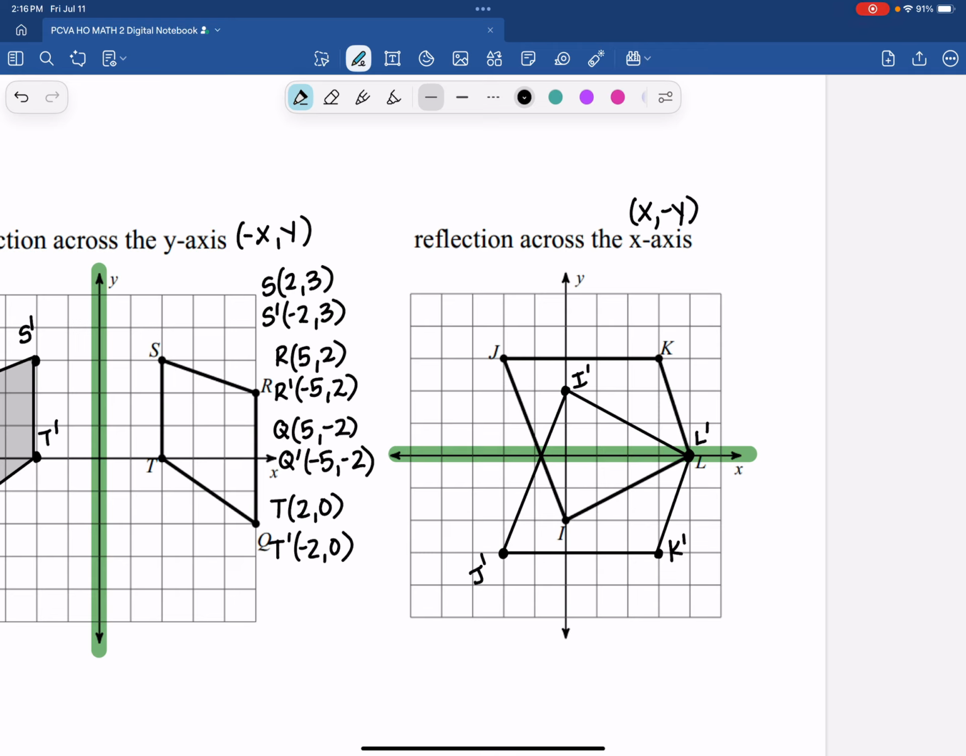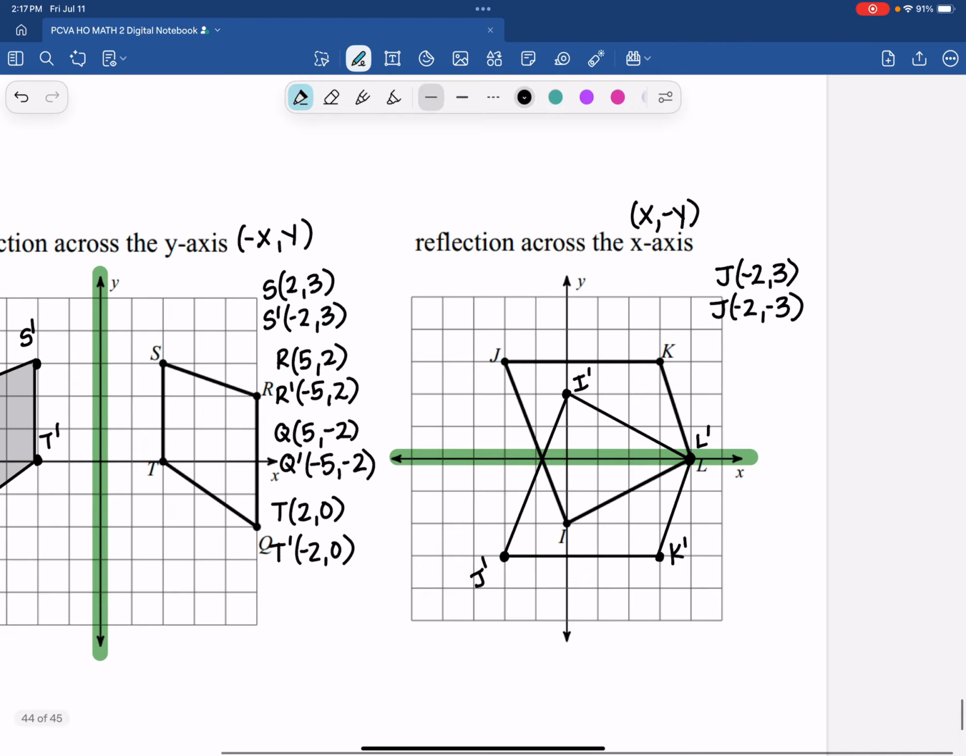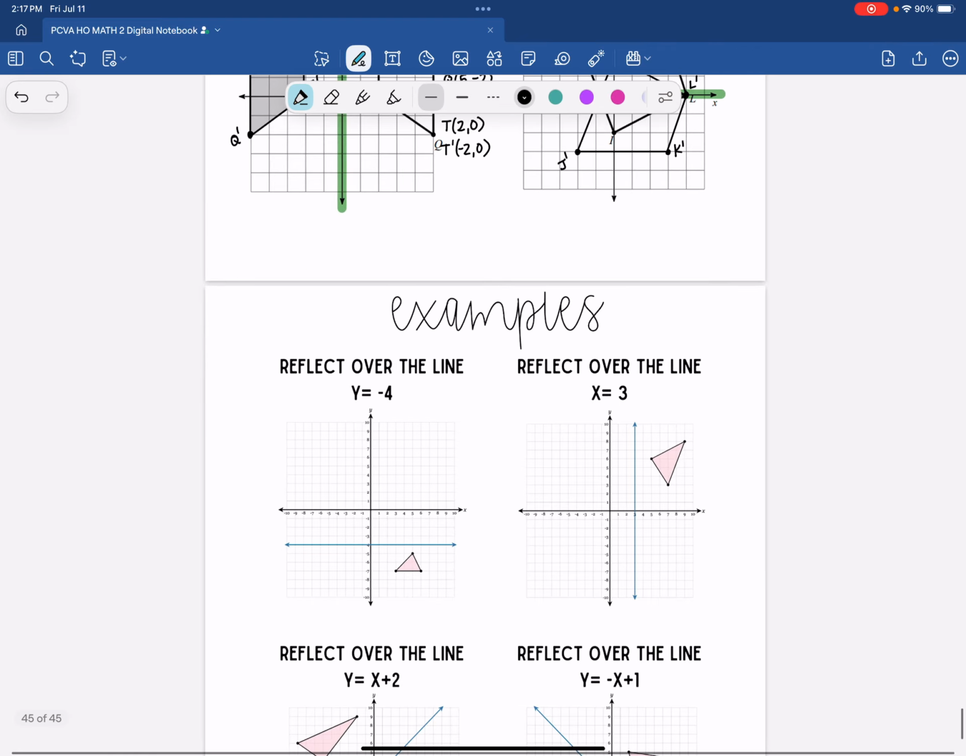So I'm only going to do a couple of these. If I have J, J was negative 2, 3. So J prime now becomes negative 2, negative 3, which you can in fact see that this is at negative 2, negative 3. All right, then we have I. I was at 0, negative 2. So I prime is going to be at 0 and positive 2, which it is in fact. So you can do those rules or you can do it graphically.